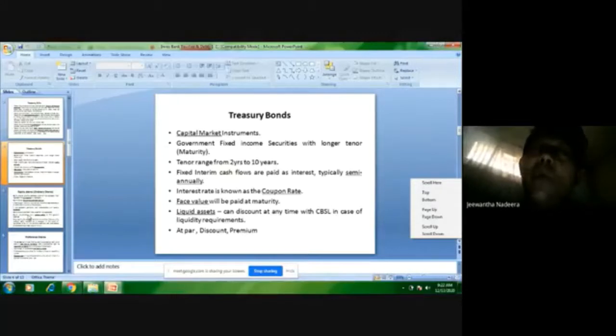It should always be below 100. It can't be even at 100, not at par. Treasury bills are not trading at par. It's a discounted instrument. But for a treasury bond, yes, par is possible. Discount possible. Premium possible. We'll be learning later.